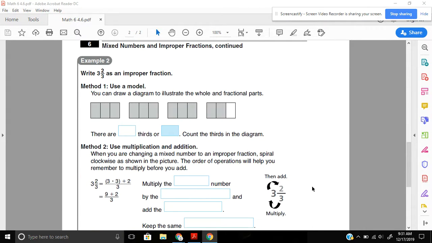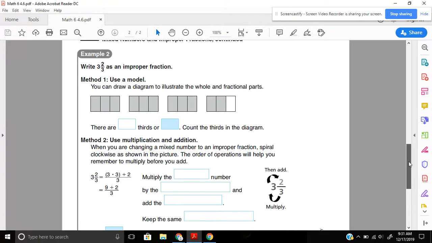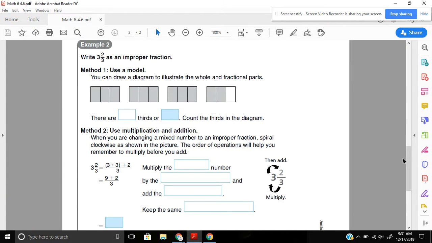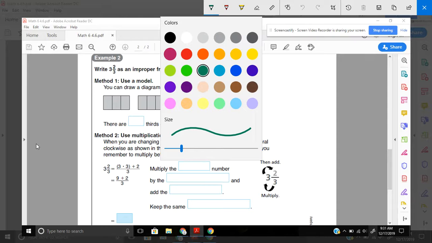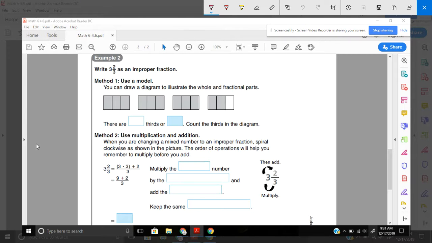It says, write 3 2/3 as an improper fraction. It's nice because they included a little bit of a model here for you as a reminder. So method 1, we can use a model. You can draw a diagram to illustrate the whole and fractional parts. Again, we're broken up into thirds. So here's a box broken up into thirds. Let's change colors here. 1, 2, 3 sections.